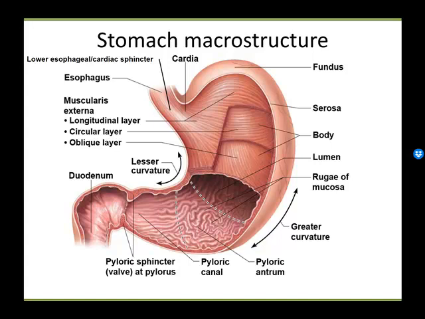Okay, let's look at some stomach macrostructure. A lot going on here. Up here, where's my little mouse? There it is. Here's the esophagus. Right, that's the food tube. And at the border between the esophagus and the top of the stomach, we have our lower esophageal sphincter, or the cardiac sphincter. Remember, this is right next to the heart. In fact, the very first part of the stomach is called the cardia because of that. This is the very first part of the stomach.